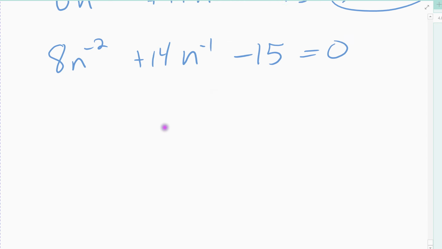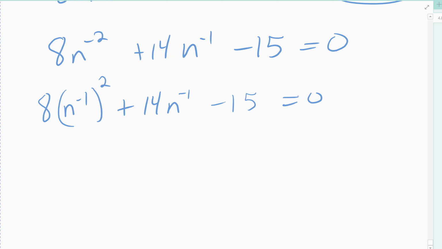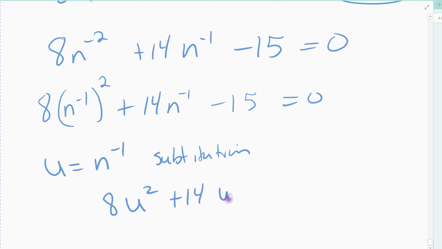Then I'm going to do a very similar trick to what I did before. I can pull the 2 out here, just like I did before. n to the negative 1 raised to the second is the same thing. And I pulled the 2 out, so I was left with the negative inside. And the reason why is because I had n to the negative 1 over here, and I wanted those to be the same, because I'm going to do a substitution again. I'm going to let u be n to the negative 1. That's my substitution. And so we get 8u squared plus 14u minus 15 equals 0.